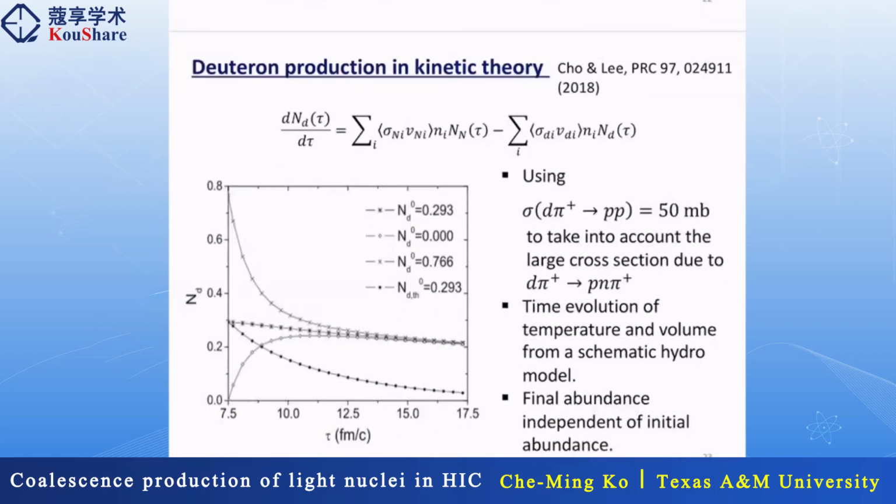And then they found the following: it doesn't matter how many initial deuterons you have, a larger number or no deuterons, when you evolve, they all approach the same result. Once you have a sufficiently large deuteron production and annihilation cross section, then the kinetic freeze-out deuteron number is insensitive to the initial deuteron number you start with. That is expected because you're approaching equilibrium.